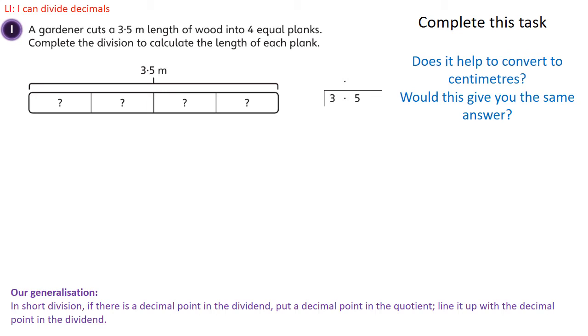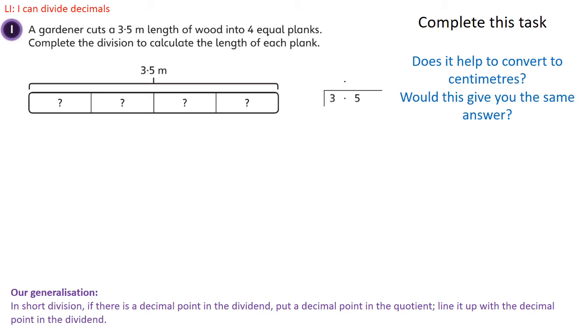So let's have a look at this one. What you can do is have a go at this yourself by pausing the video and then see if you get the same answer as I do. So a gardener cuts a 3.5 metre length of wood into 4 equal planks. Complete the division to calculate the length of each plank. Okay, if you would like to have a go at this yourself, pause the video now.